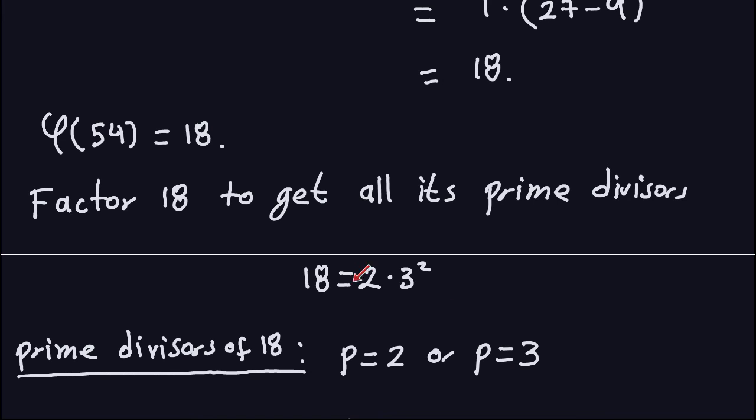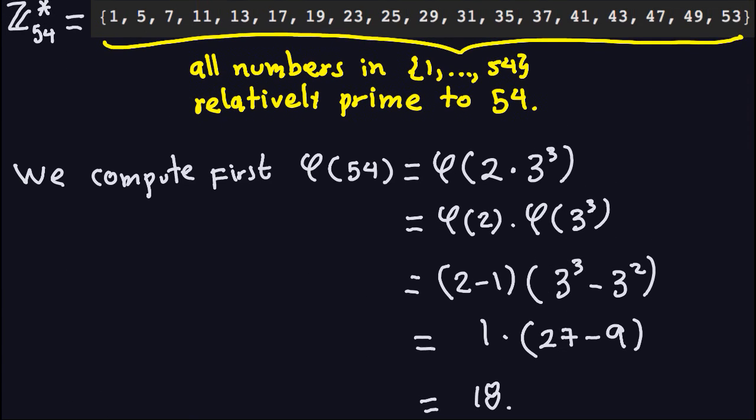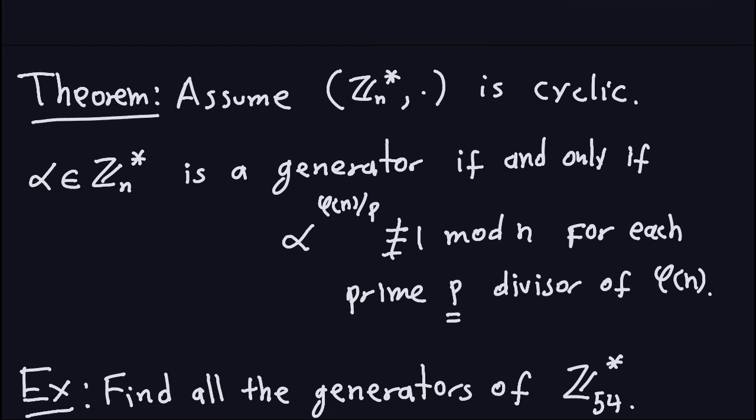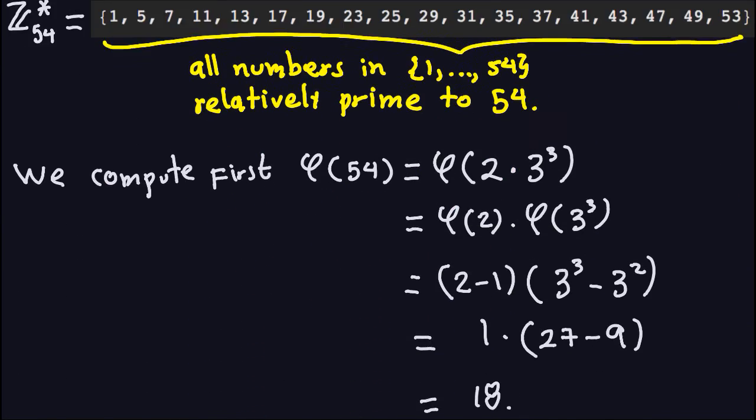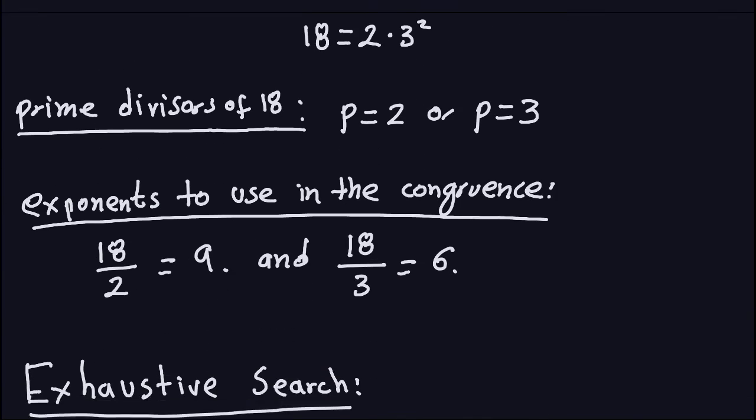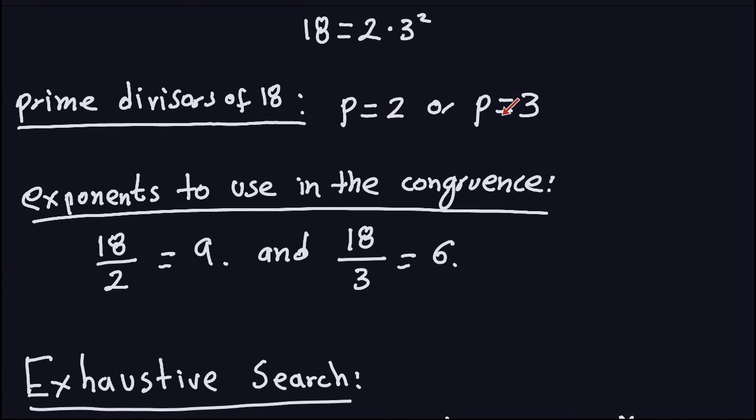Now, remember, the reason I'm doing all this, if I scroll all the way up here, is because I have to apply this theorem. I have to know phi n, and I have to know the prime divisors so I can do this exponentiation. Okay, let's go back here to the example. Because I have p equals 2 and p equals 3, the exponents I need to use in the congruence are phi of n, which is 18, divided by one of the primes, which is 2. That gives me 9. And phi of n divided by the other prime, which is 3, gives me 6. So basically what I have to do is take my element to these powers 9 and 6 and check that it's not congruent to 1 modulo n. And the n in this case is 54.